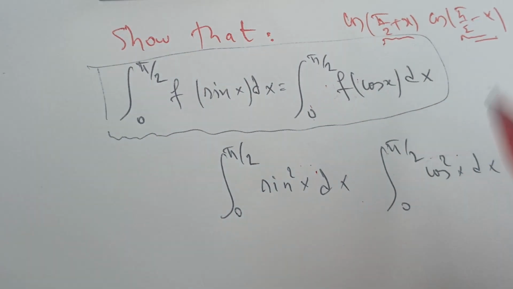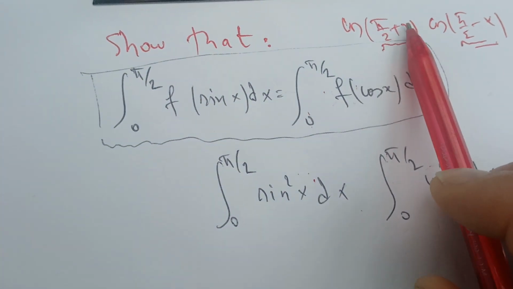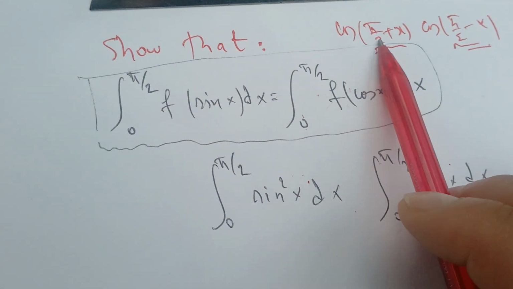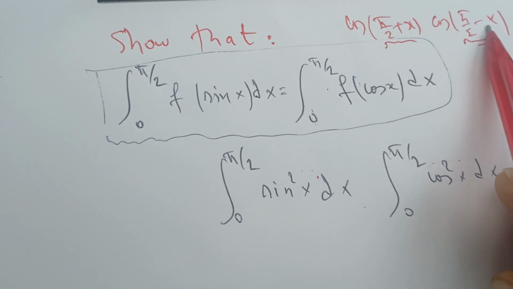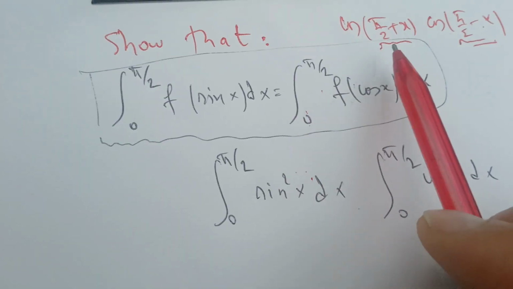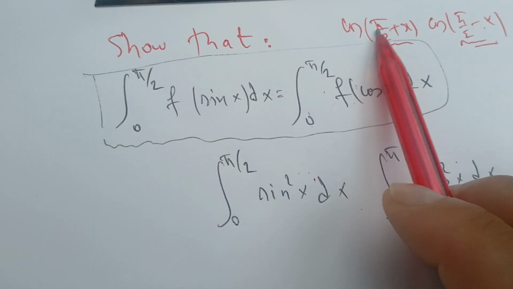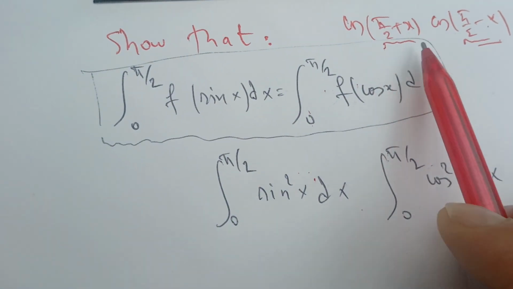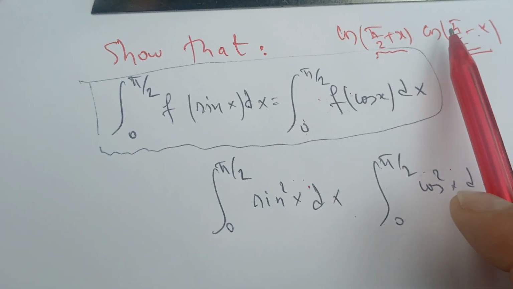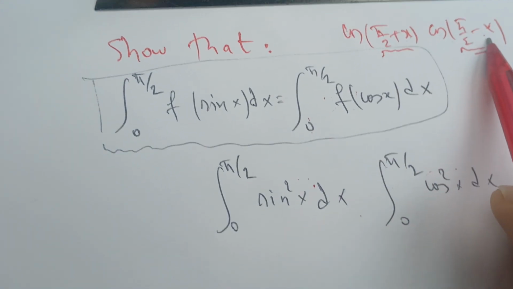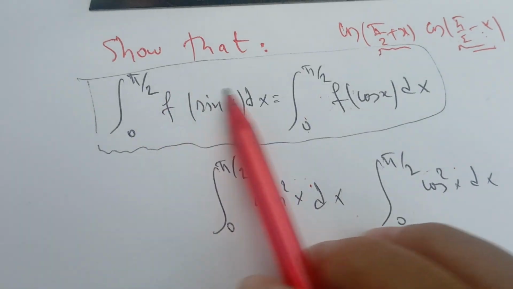If you want to try this problem, try to use the relationships between cosine of pi over 2 plus x and cosine of pi over 2 minus x. Okay, try for instance to let y be pi over 2 plus x and see if that works. And after that, try to let y be pi over 2 minus x. This will help you solve this problem.